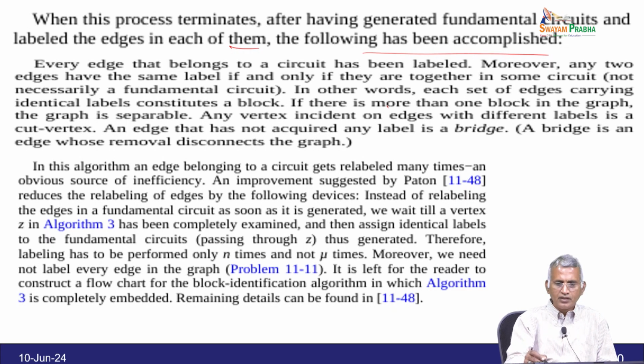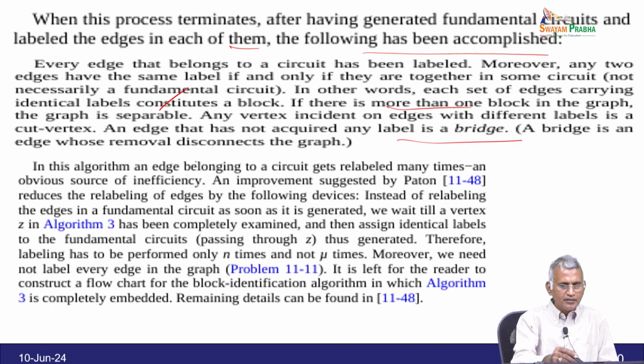If there is more than one block, the graph is separable. Any vertex incident on edges with different labels is a cut vertex. An edge that has not acquired any label is a bridge. So, a bridge is an edge whose removal disconnects the graph.